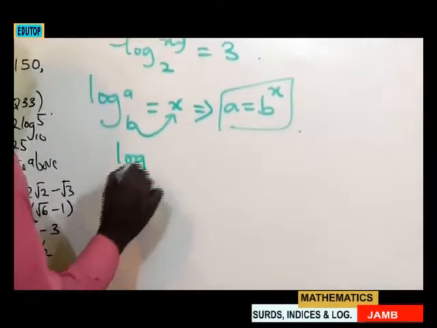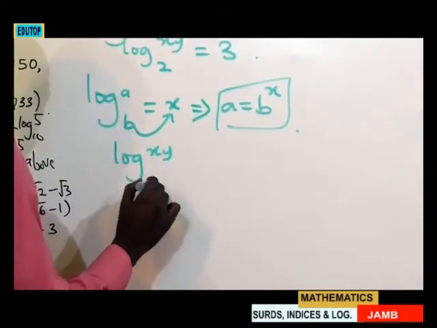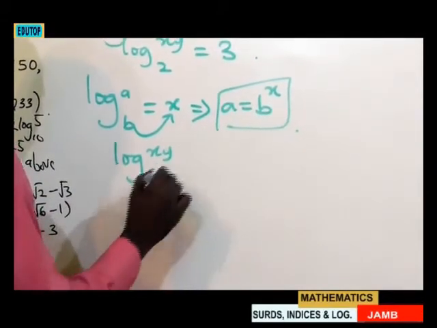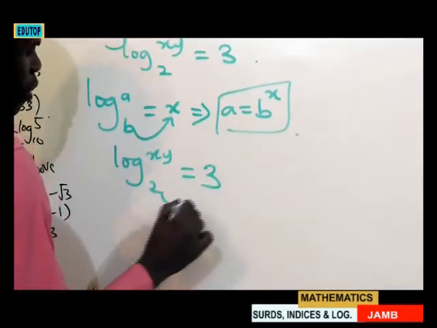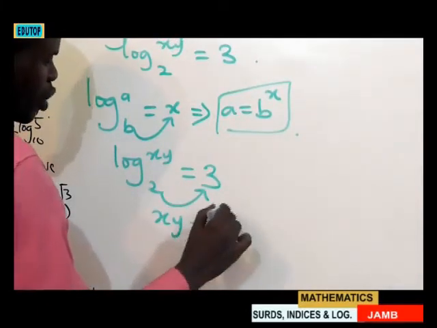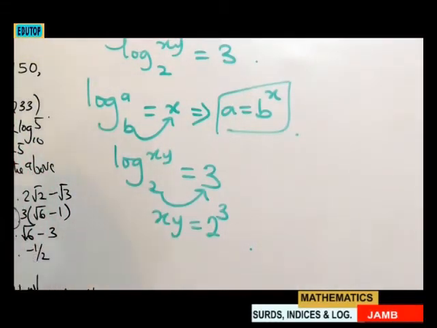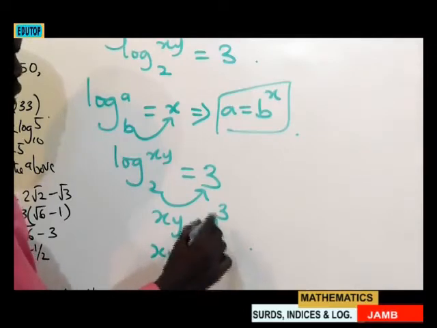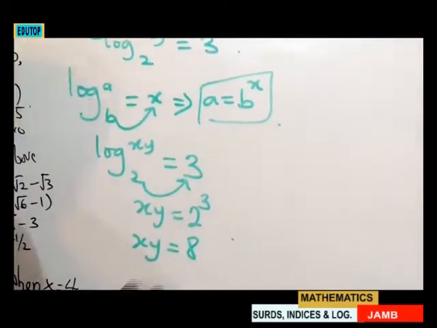So I have log xy base 2 equals 3. So I lift this, and I have xy equals 2 raised to power 3. So xy will now be 2 raised to power 3, which is what? 2 times 2 times 2, that is 8.